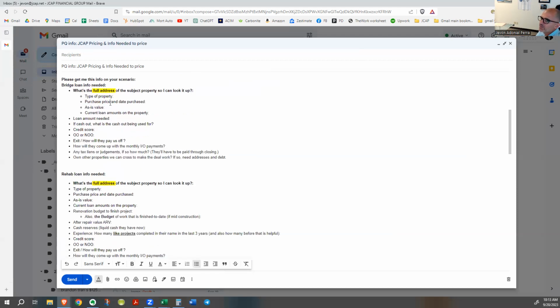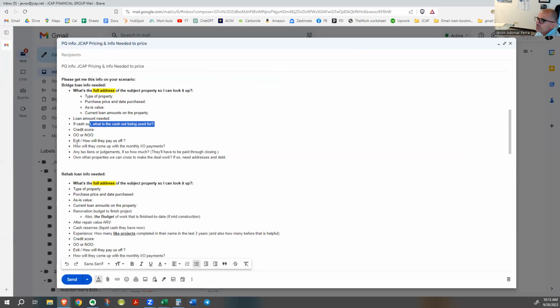So what's the type of property? What's the purchase price? What's the as-is value? What are the current loans on the property? What's the loan you need? If it's cash out, what do you use it for? This is important to us because if they're using it to renovate the house, we're like, oh, really? You're renovating the house? Well, now that sounds like a renovation loan. Oh, you're buying another property? Great, maybe we can be the purchase loan for that property. So it opens up more doors on what we're going to do if I know what they're going to do with it.